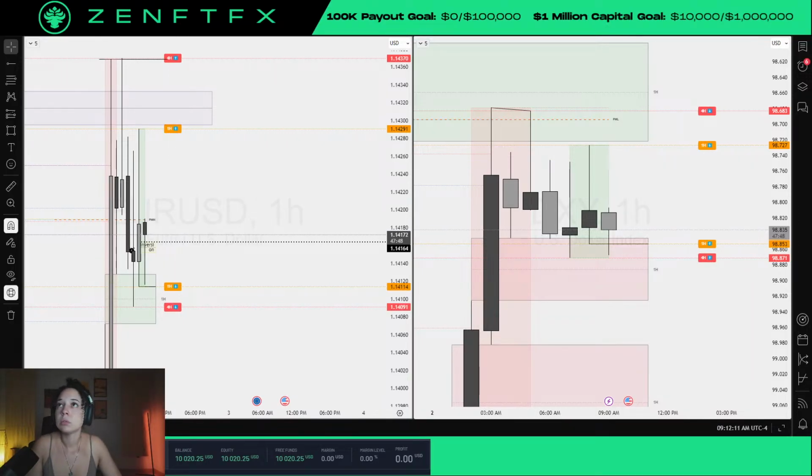Go to the hour on my platform. I'm just gonna mark out that low. It's flipping bullish. I like it so far. I need the inversion to close though. Okay.